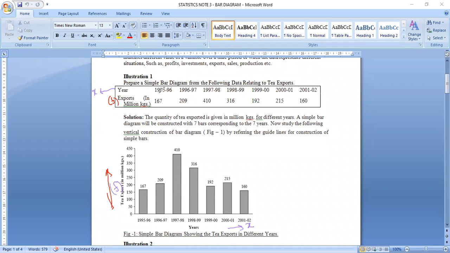So X has 7 values, 1, 2, 3, 4, 5, 6, 7. 7 values are there for X. So you have 7 values like this. So for each value we get a bar. So actually you have 7 bars here. For each X value, you have 1 bar.